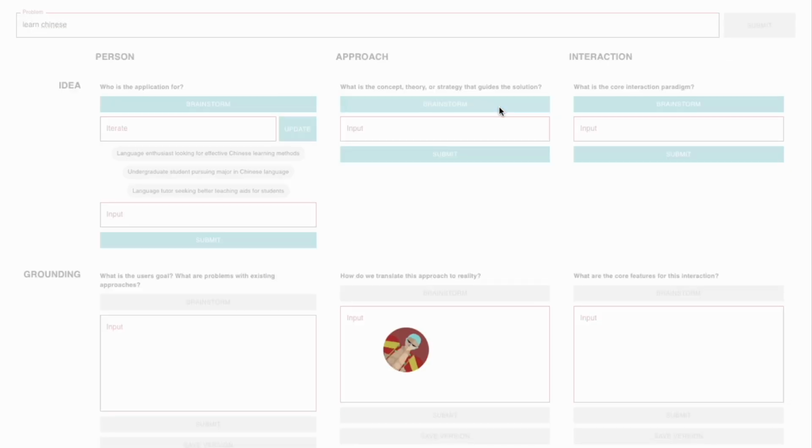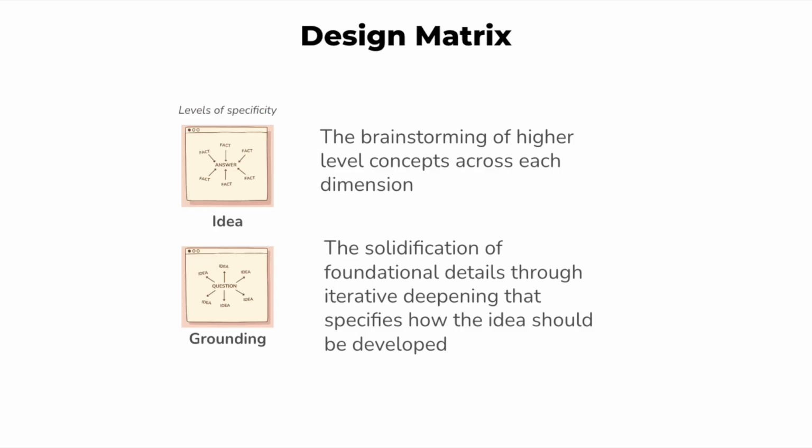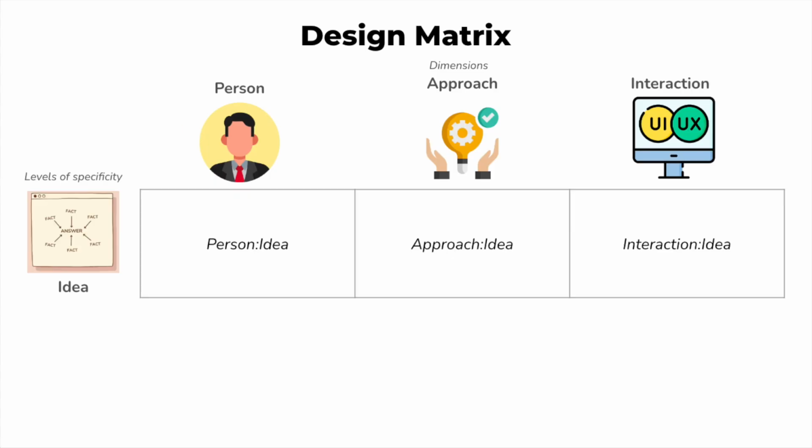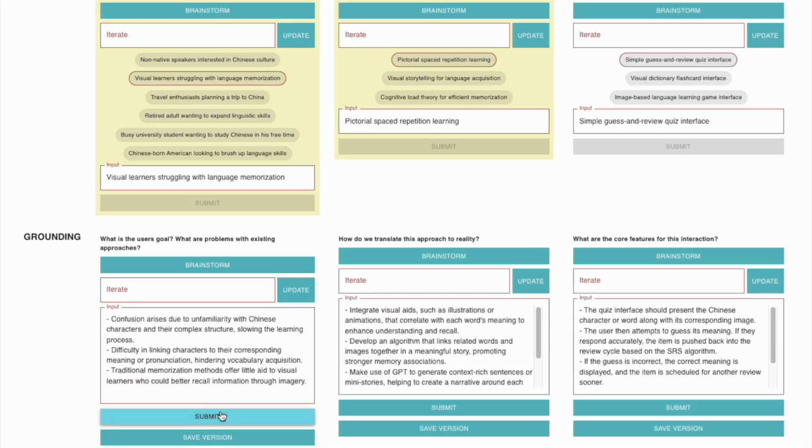We brainstorm ideas for each dimension and select visual learner, spaced repetition, and quiz flashcard. Each dimension is explored on 2 levels of specificity, the first level being the idea, where DynEx helps brainstorm ideas, which is what we just did, and the second level being the grounding, which solidifies foundational details and specifies how each idea should be developed. The user grounds each idea in the matrix.